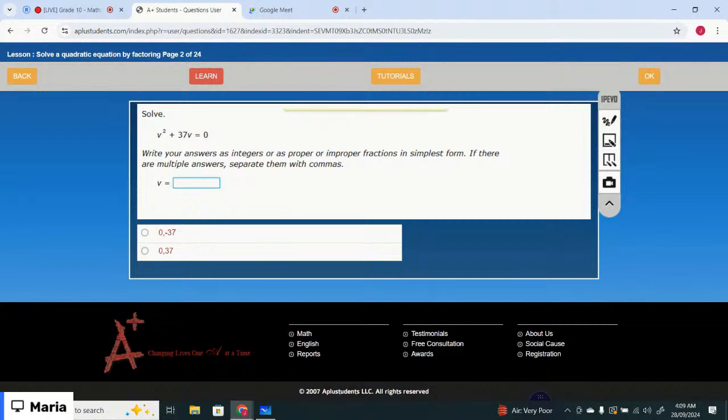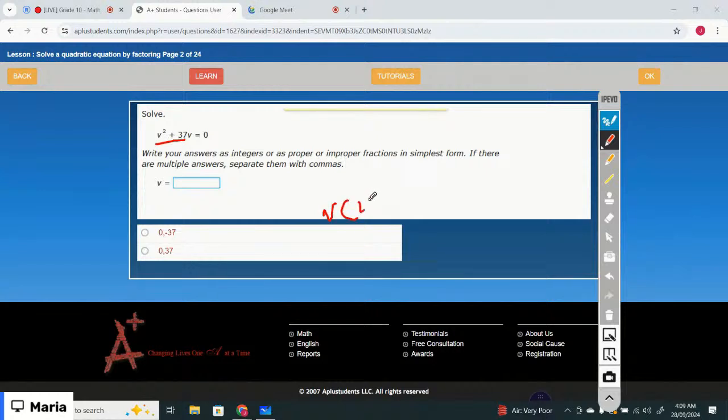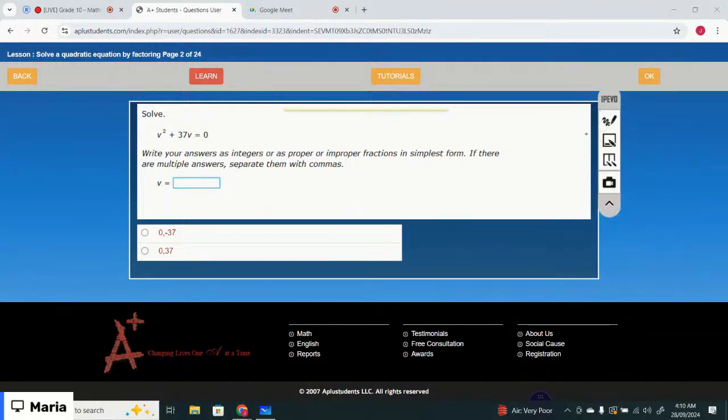Okay, so v square plus 37v equals 0. So you have v common, right? You are left with v plus 37 equals 0. So according to the zero product property, v equals 0 and v plus 37 equals 0, right? So solve for v, v equals negative 37. So you have two solutions, right? They are 0 and negative 37. Option number 1 is the correct option. Got it? Okay, the correct option is option number 1, that is 0 and negative 37.